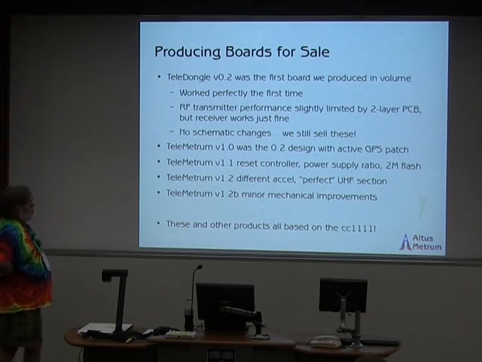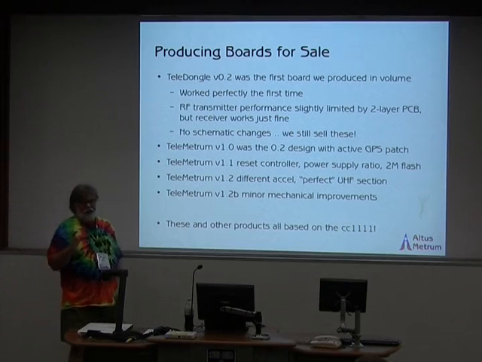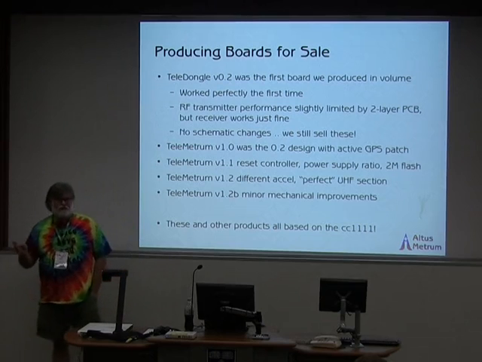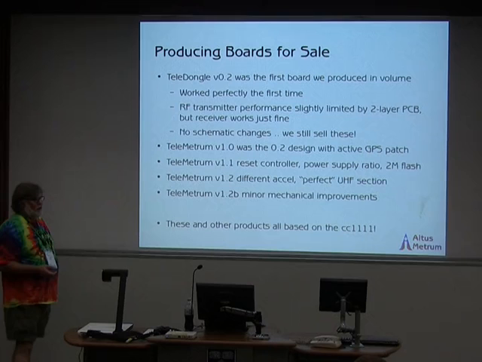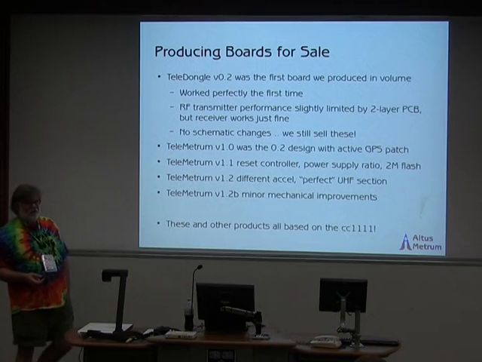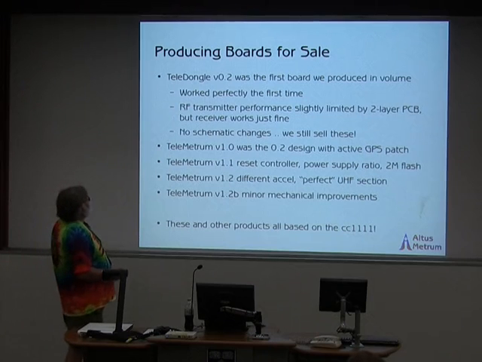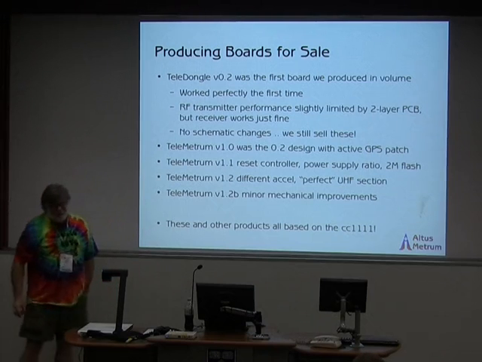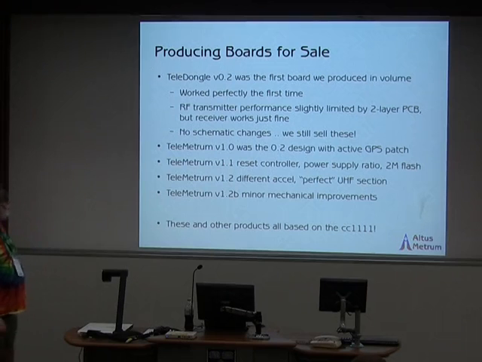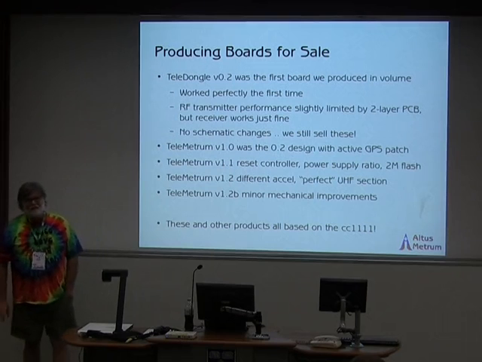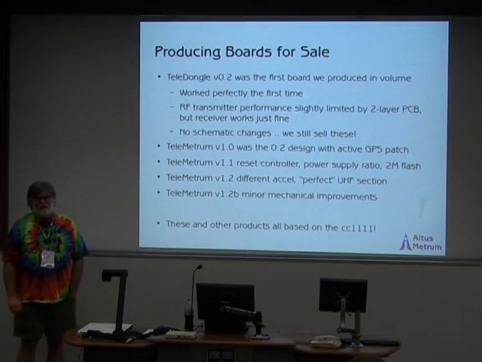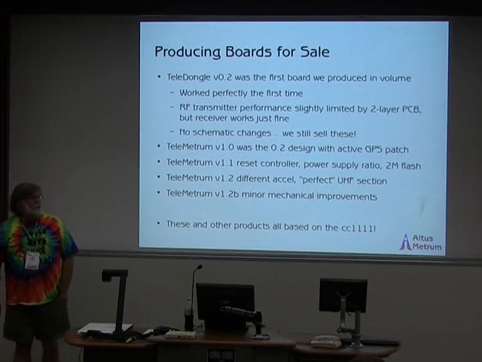And so the first thing we realized is that the hack of partially loading one of the flight computers to use as a ground station was a cute hack, but if we're actually going to sell them to people, we might do something that was a little more optimized than that. So the first thing we ever produced in volume was Teledongle version 0.2, and it's interesting for a couple of reasons. One is, it's, I think, the only thing that we've built so far that literally worked perfectly the first time. There have been zero hardware changes made from the very first prototype I ever loaded.